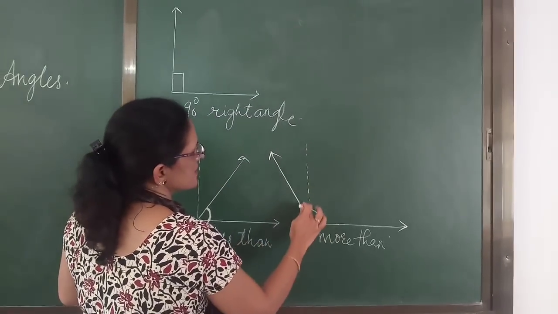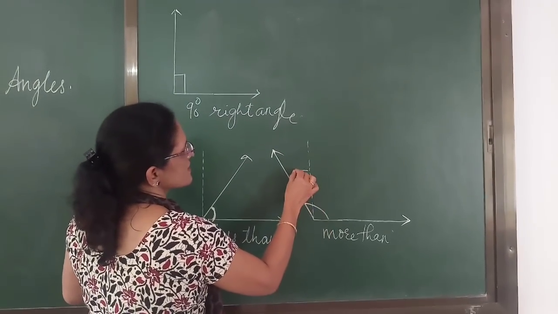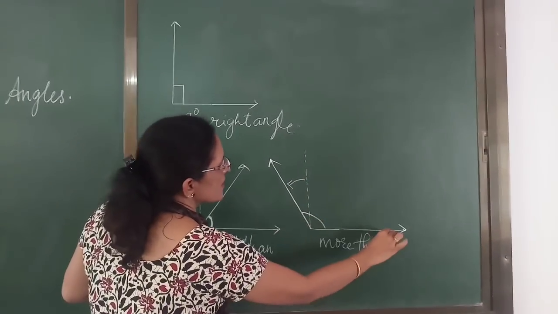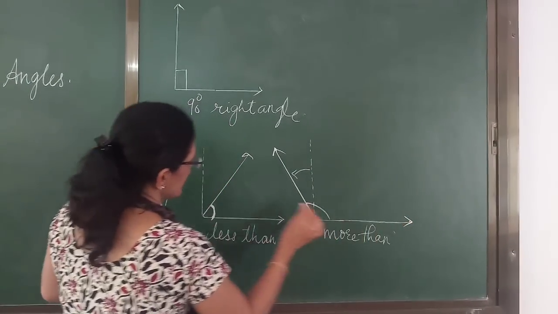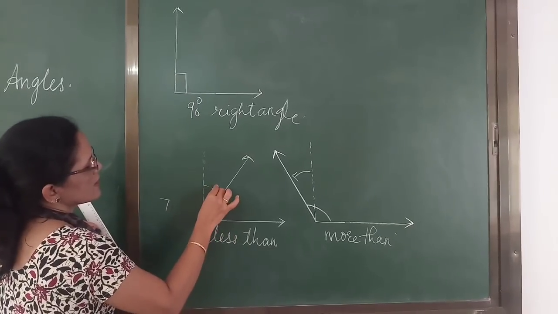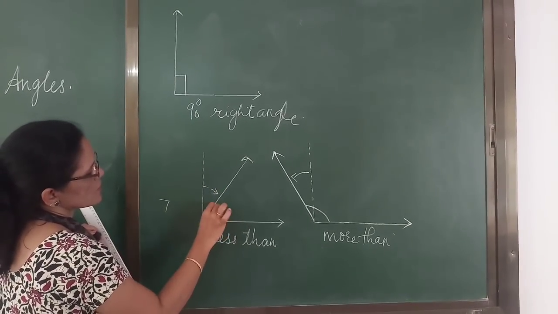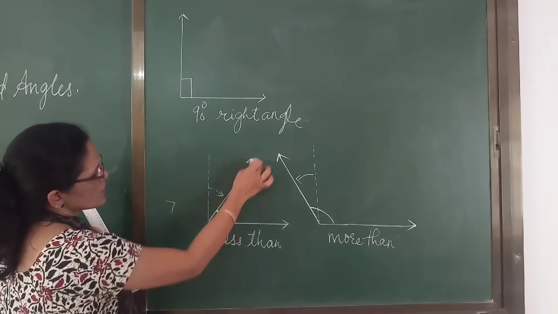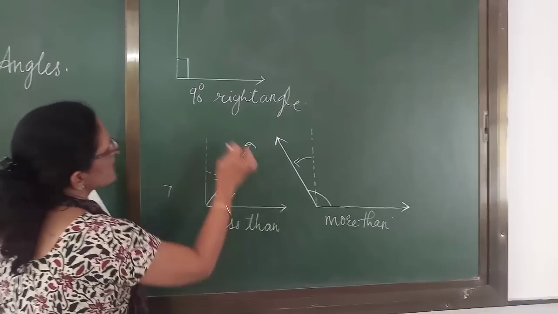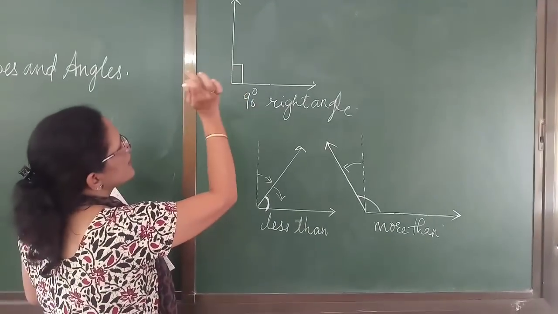Yes, can you see? This is 90 degrees. So naturally, this is bigger than that. So this is more than 90 degrees. Here it is less than 90 degrees. So here the angle is formed less than, and this is 90 degrees.